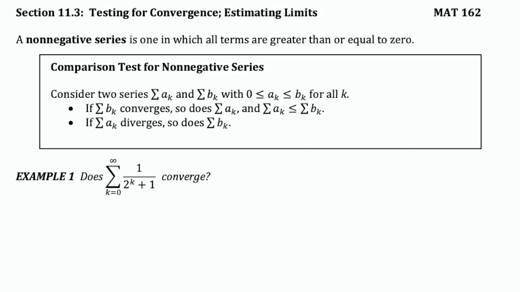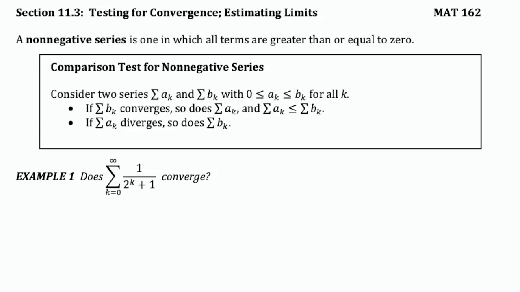If the series based on b sub k converges, meaning the series with the larger terms, then so does the series based on a sub k. And specifically, the series based on a sub k will have a sum that's less than or equal to the sum of the series based on b sub k. And if the series based on the smaller terms, a sub k, diverges, then so will the series based on b sub k. So again, these ideas are exactly analogous to what we saw with improper integrals.